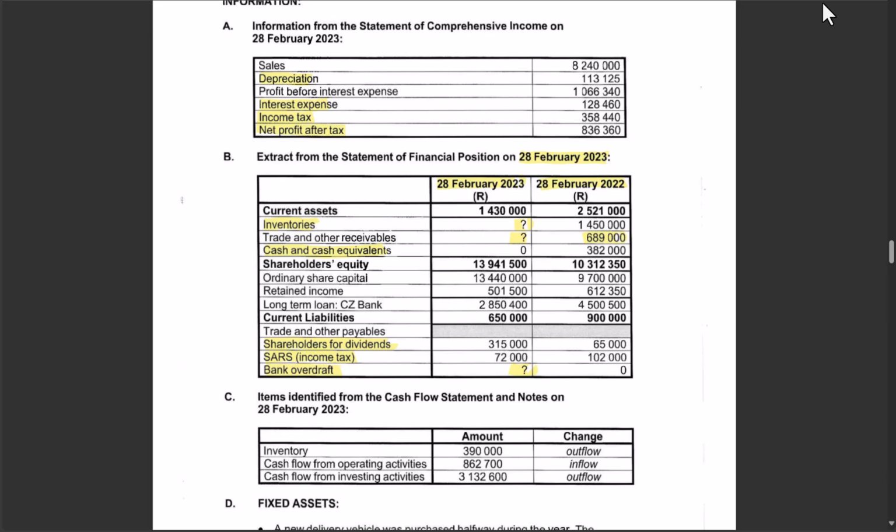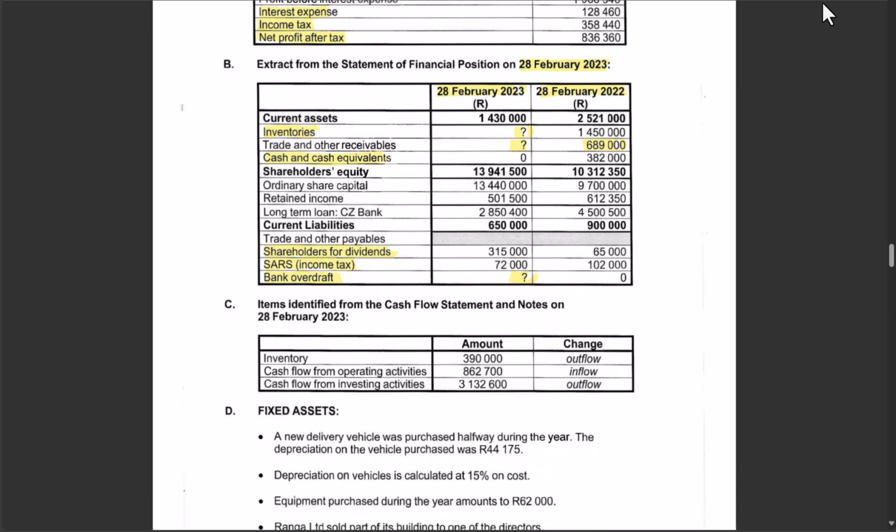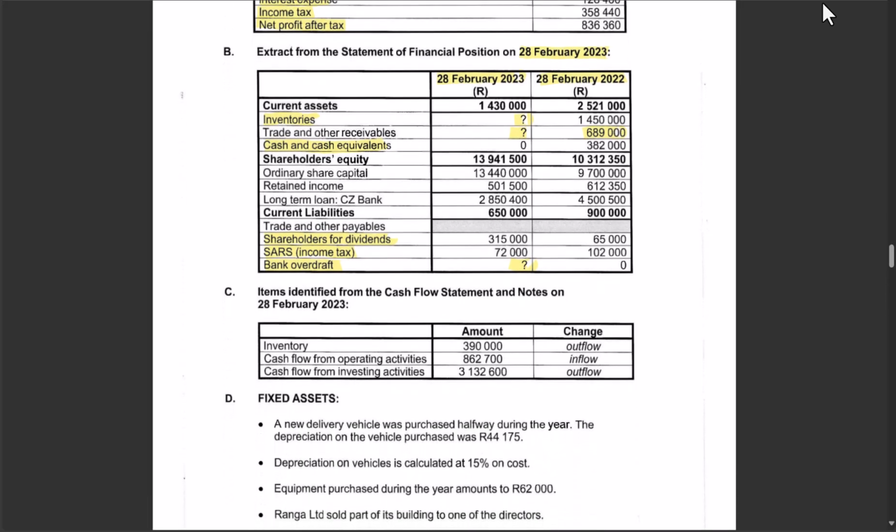It says items identified from the cash flow statement and notes on 28 February. Inventory is 390,000 in the cash flow statement, and the indicator is an outflow. Remember earlier I said for changes or movement of current assets, if they decrease it's an inflow, if they increase it's an outflow. So with this situation there was an increase in inventory compared to the opening balance, so the opening balance was less than the closing balance.